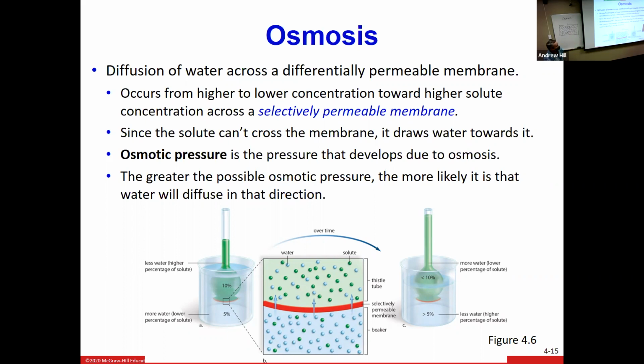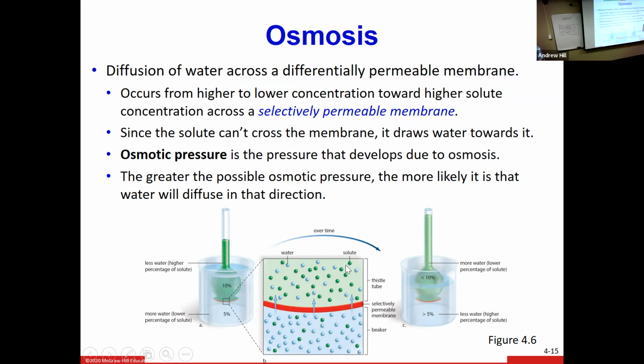Osmotic pressure is the pressure that develops due to osmosis. The greater the possible osmotic pressure, the more likely that the water diffuses in that direction. So let's take a look at this experiment. This diagram is actually very good. We have a solution with some solute in it, a 10% solution by weight, so a certain amount of sucrose in here. We put it in another solution that's a 5% solution. Again, it could be something like sucrose. The sucrose molecules are shown in green, the water in blue.